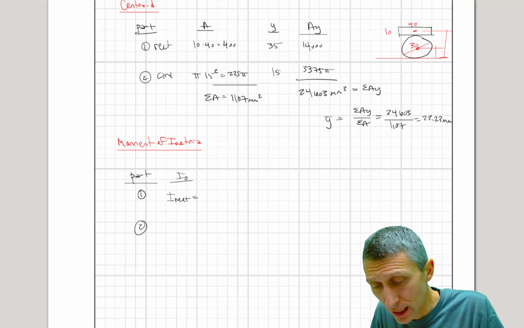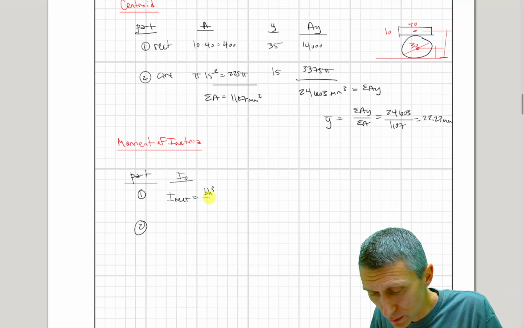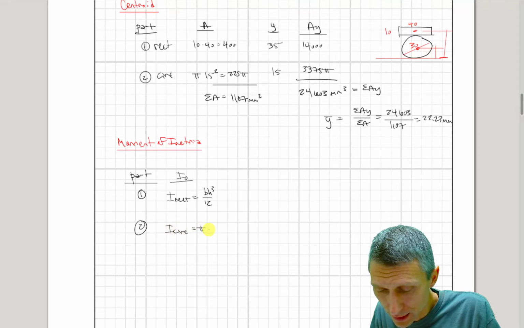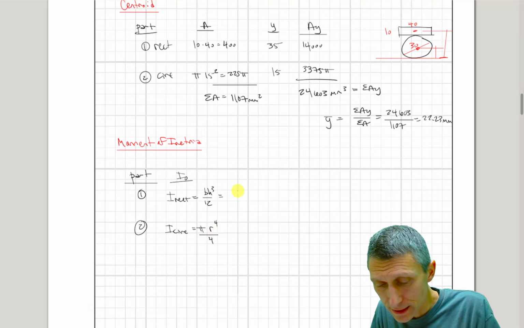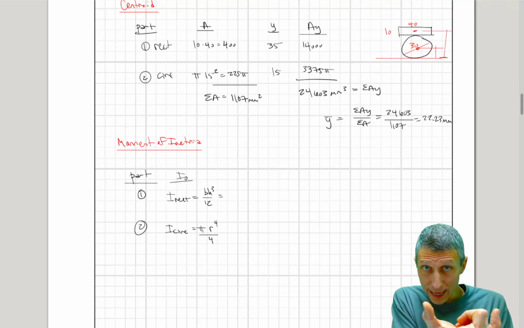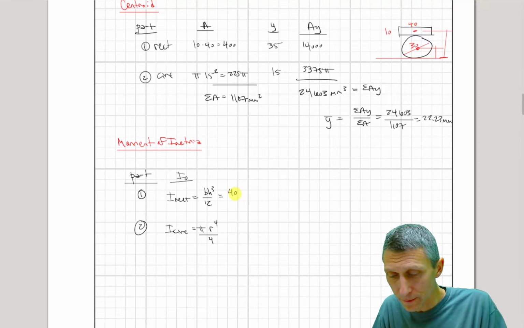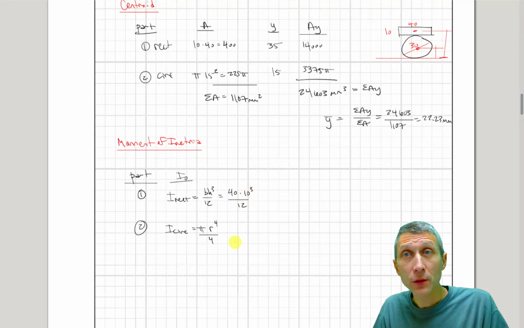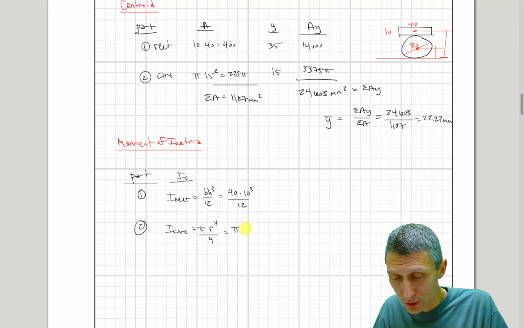Okay, so let's look at this. What we have is bh cubed over 12, and I for the circle is going to be pi times the radius to the fourth over 4. So what's this? This is going to be b, which is the base, 40 times 10 cubed over 12. The 10 is the height. And similarly for the circle, we're going to say pi times the radius, or 15, to the fourth over 4.